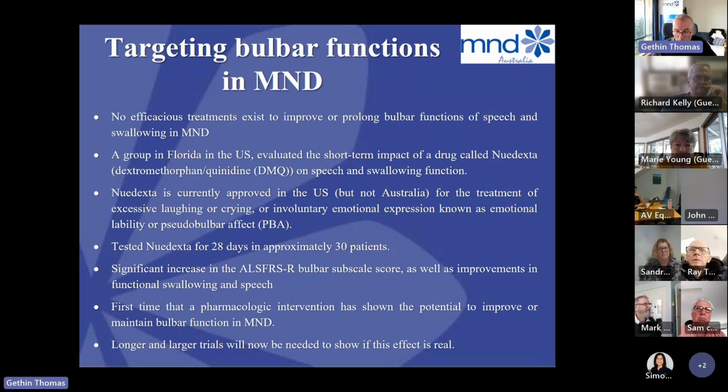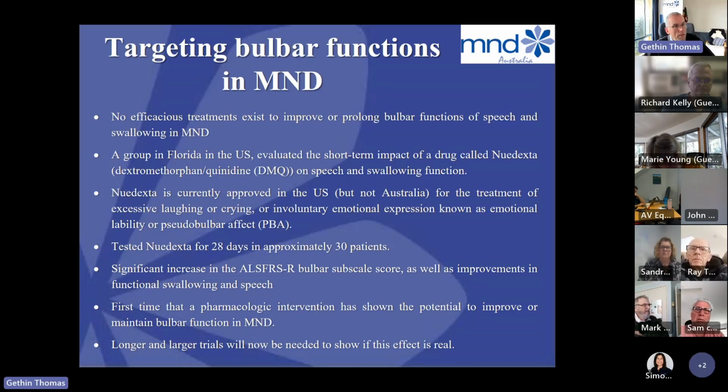This is another study that's going on in the US. You're probably aware that a number of patients suffer bulbar functions, so speech and swallowing is affected, and we really don't have any treatments specifically aimed at these bulbar functions. So a group in Florida in the US have evaluated the short-term impact of a drug called Neurodextra. This is approved in the US, but not in Australia, I believe.